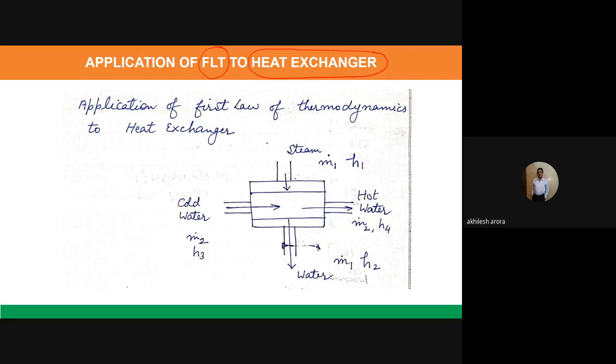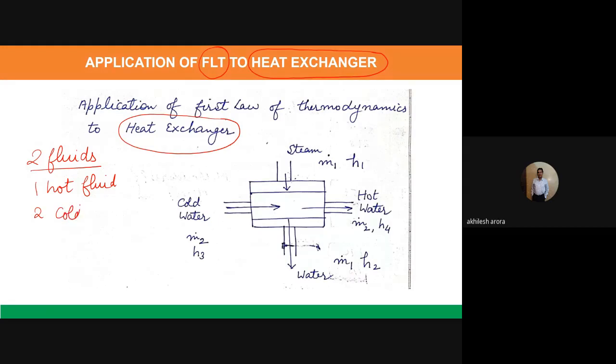Normally in a heat exchanger there are two fluids. One could be a hot fluid, and the second one is the cold fluid. They are used for transferring heat between themselves. So the hot fluid gives its heat to the cold fluid.